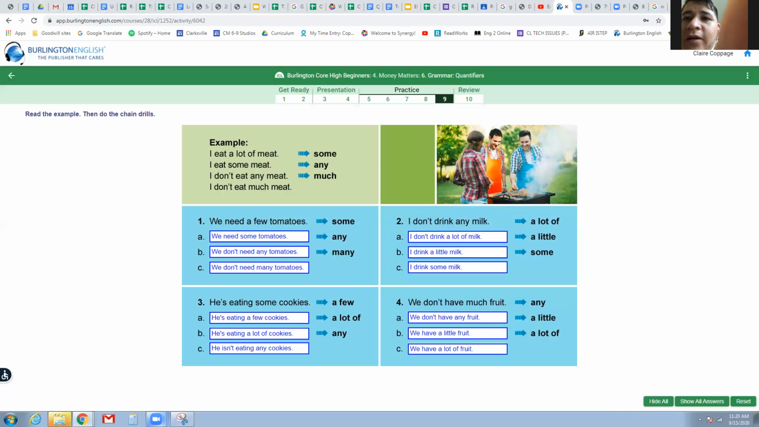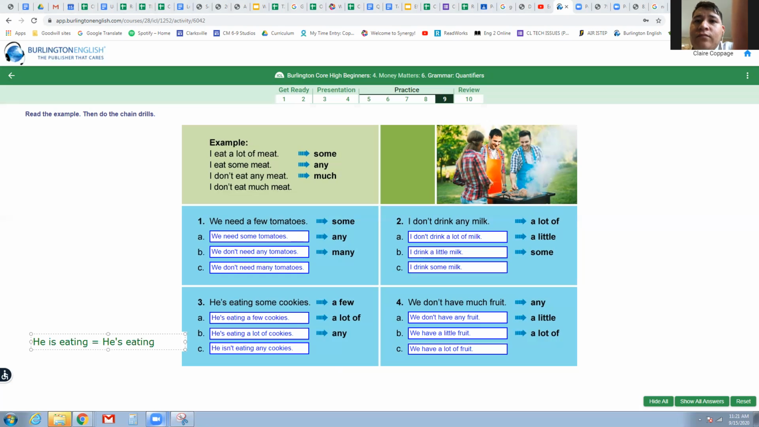Sí, esta es la última, la que fallé en la 3. He isn't eating any cookie. Yeah, so he's eating. These are the short forms, formas cortas, y hay formas largas también. So he's eating is like he is eating. Él está comiendo. So that is equal to he's eating.